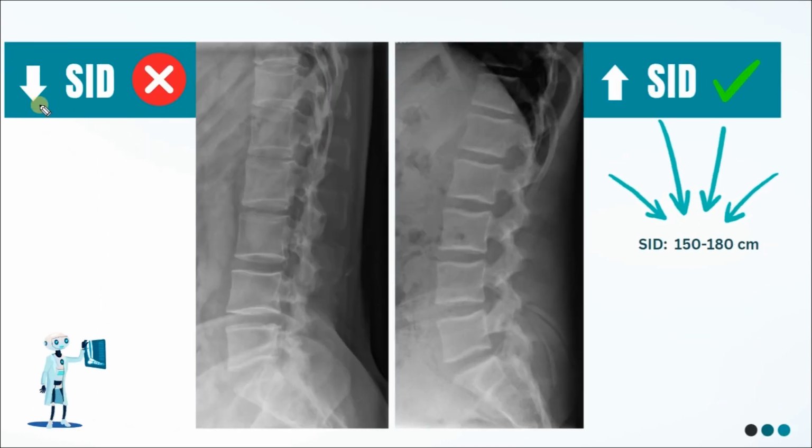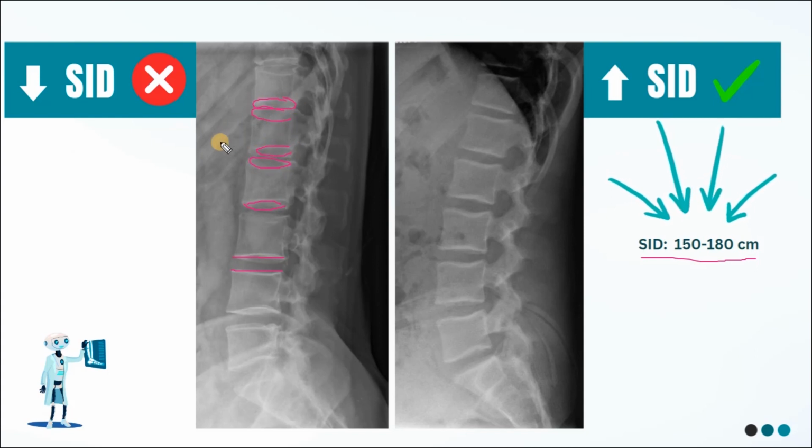SID also is of great importance in lumbar X-ray studies. As I mentioned earlier, you have to have a SID of 150 to 180 centimeter, a long SID. So here's an example of a short SID, I think 100 to 110 centimeter. You can see that in the center of the image, the intervertebral spaces are clearly visualized, but as you go further from the center, you can see how they overlap each other.